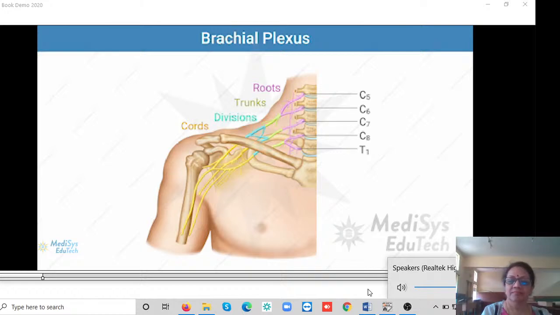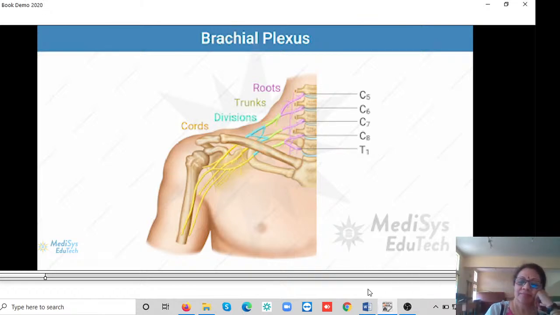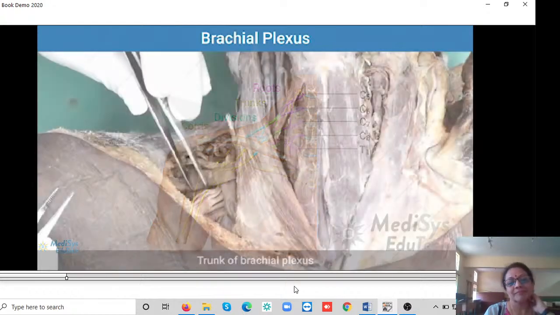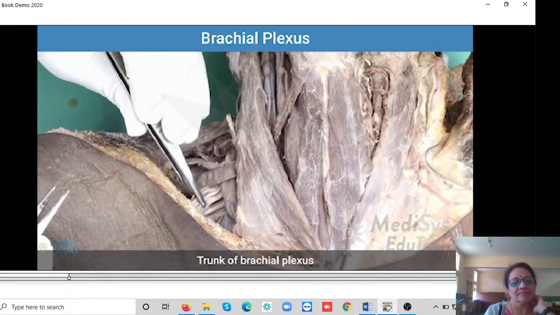Description of each part. Roots. The roots of brachial plexus are 5 in number, from 5th cervical spinal nerve to the 1st thoracic spinal nerve. They emerge between scalenus anterior and medius muscle. The trunk of brachial plexus.